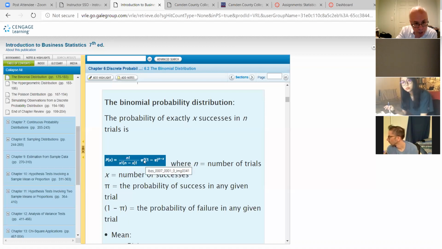Now, the rest of it is simply the probability of success to what power? The number of successes. Doesn't that make sense? It's the probability of success to the number of successes power. And then obviously, 1 minus pi must be the probability of failure to what power? The number of failures, which is n minus x. It's the number of trials minus the number of successes has to be the number of failures.